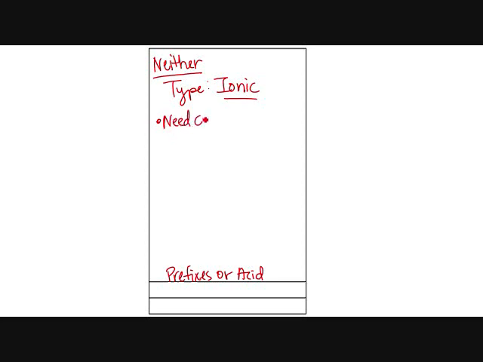Okay, so we still are talking about prefixes or acid down here. And what if it's neither? What if it doesn't have either acid or a prefix in the name? If it's neither of those, then it's automatically, the type of compound is ionic. So that's a good process of elimination. So if it's ionic, you need charges to balance to 0.